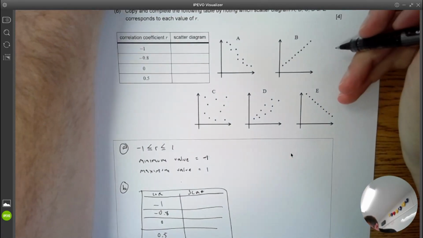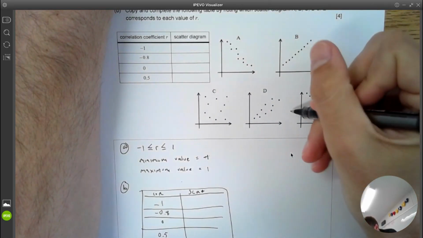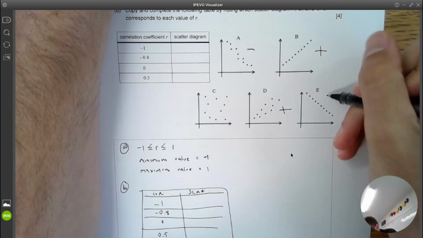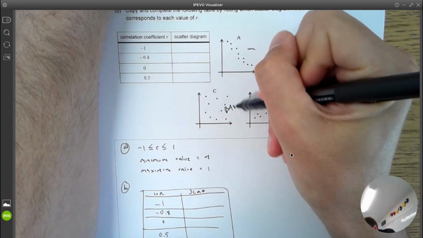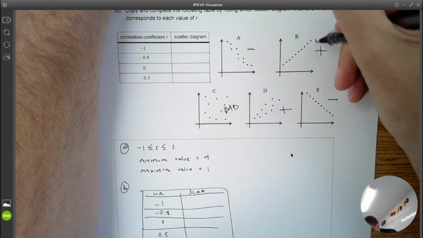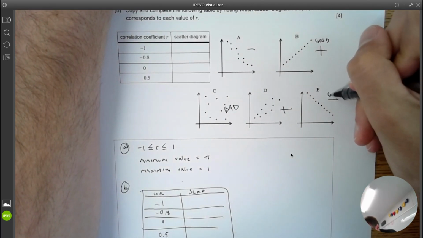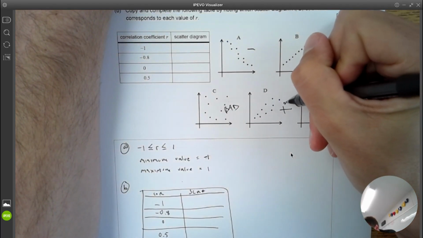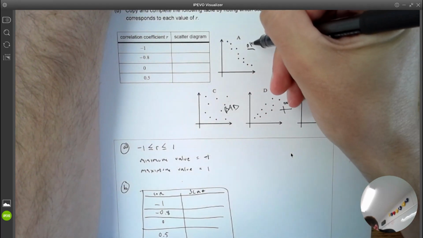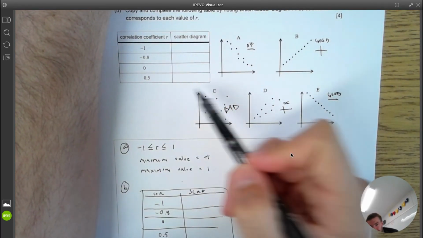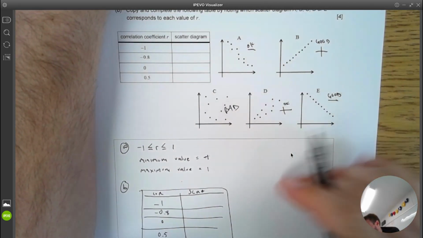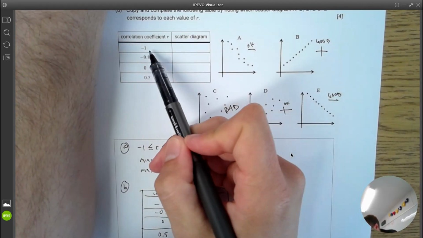One thing I could do is go through and say, this one looks positive, this one looks positive, this one looks negative, this one looks negative, this one looks bad. I could say this one looks good, this one looks good, this one looks okay, this one looks okay. And now when I look over here, I think that's probably a waste of time to write, because you can probably just do this in your head.